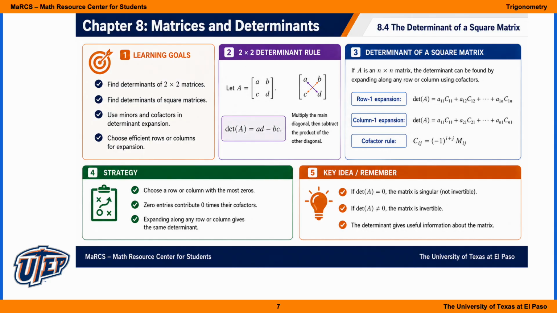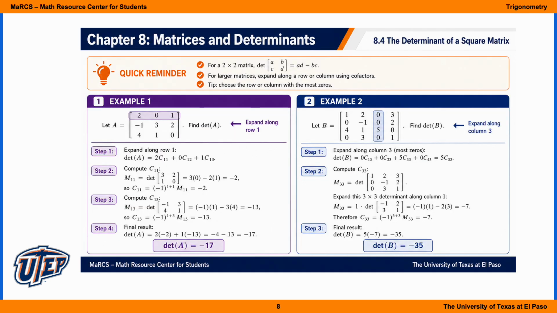Some of the key ideas to remember about determinants: if the determinant of a matrix A is equal to 0, then the matrix is singular. That means it is not invertible and we cannot find an inverse matrix of A. If the determinant of A is not equal to 0, then the matrix is invertible and we can find an inverse. Now we're given some examples to work through to find the determinant of square matrices.